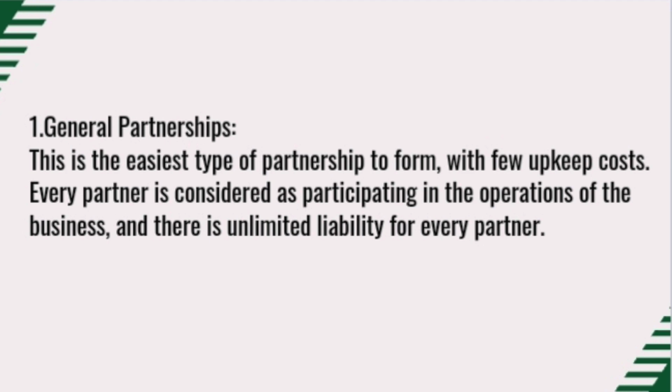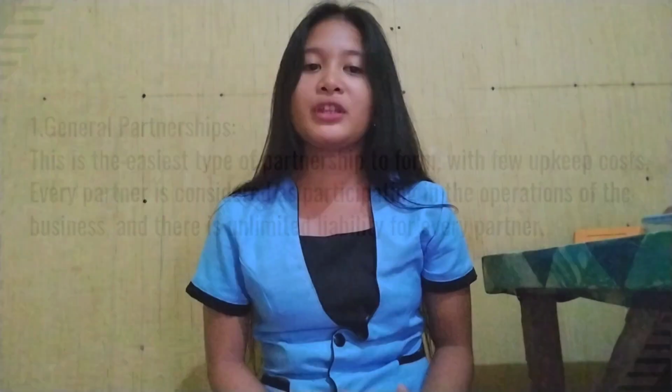General partnerships are the easiest type of partnership to form, with few and low costs. Every partner is considered as participating in the operations of the business, and there is unlimited liability for every partner. This means that every partner's personal assets can be used to repay the liabilities of the partnership. This also means that each partner is responsible for every other partner's actions.